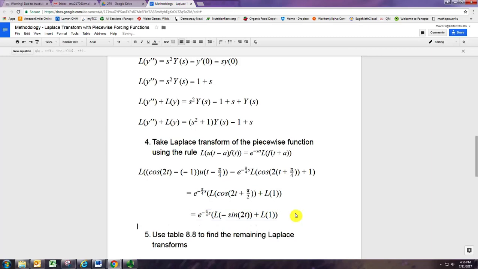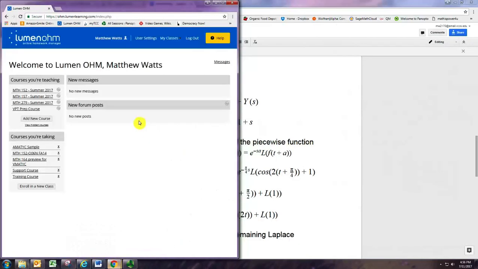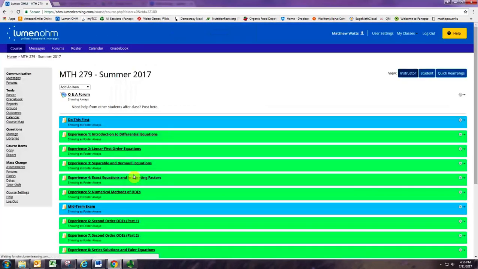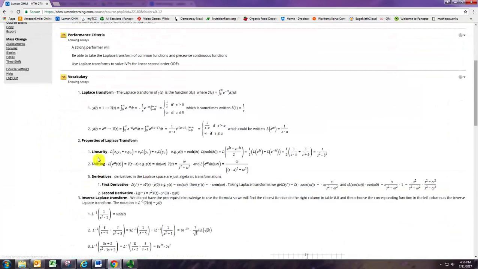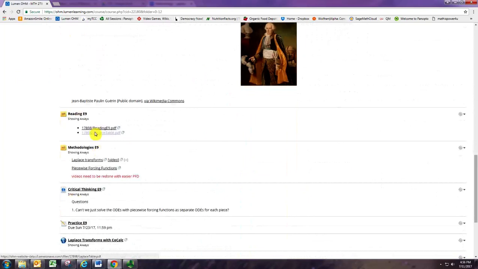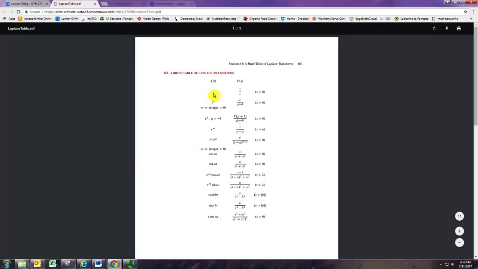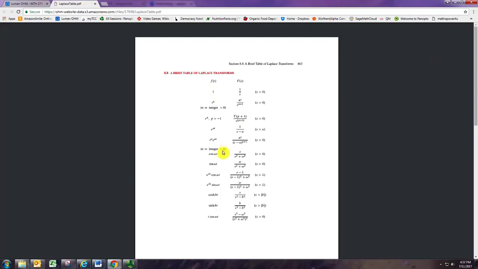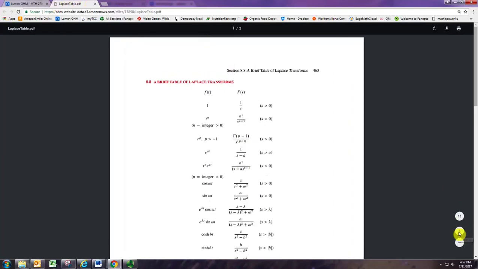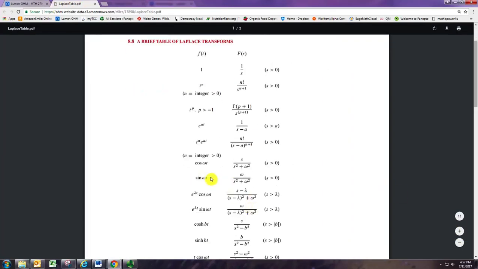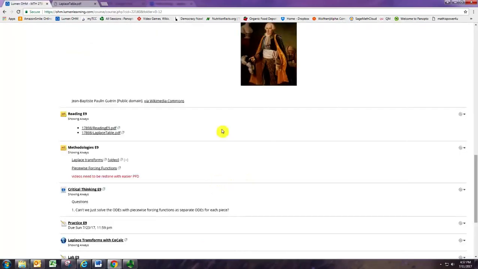All right, I think we're ready to use the table. So remember that we have the table for Laplace transforms right under the reading assignment. And the Laplace transform of 1 is just 1 over s, so we can use that. And the Laplace transform of a sine, because the negative we can bring outside, sine of 2t will be 2 over s squared plus 4. Sorry, make that a little bigger. Sine of 2t would be 2 over s squared plus 4.